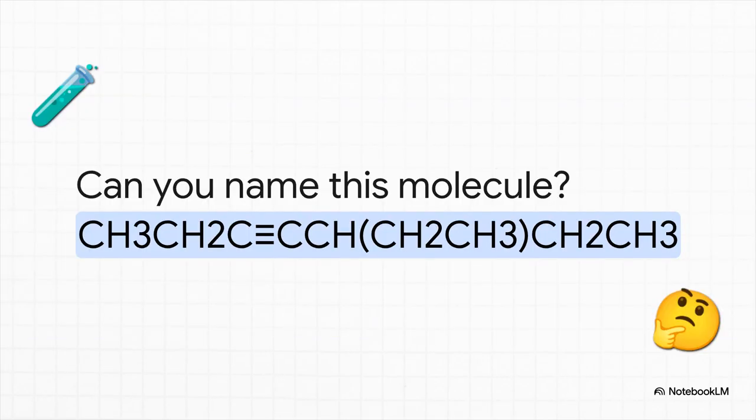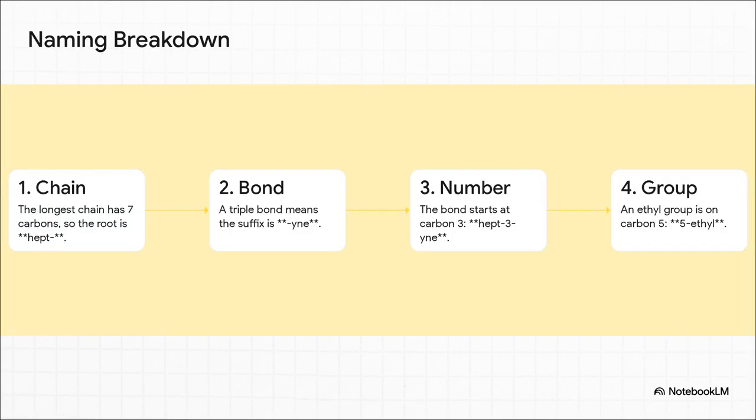All right, let's put it to the test. Let's try naming this molecule right here. I know, at first glance, it might just look like a big jumble of letters and numbers, but really, all we have to do is follow those 4 steps. Okay, let's break this down together. Step 1, find the longest chain that includes that triple bond. If you count them up, there are 7 carbons, so our root name is hept.